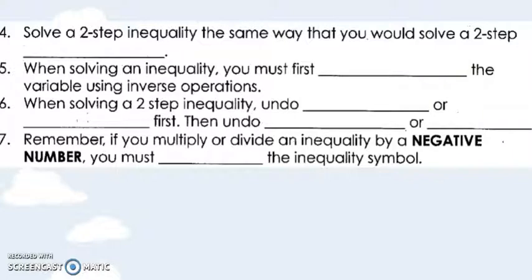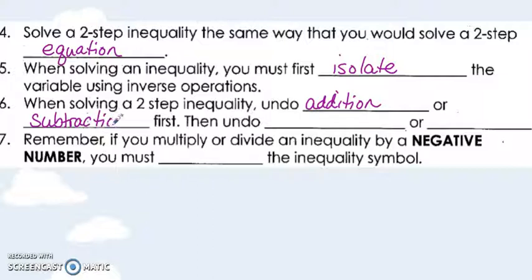We solve a two-step inequality the same way that we would solve a two-step equation. When solving an inequality, we have to first isolate the variable using inverse operations. When solving a two-step inequality, we always undo addition or subtraction first, and then we will undo the multiplication and the division. And we have to remember, when we multiply or divide an inequality by a negative number, we need to flip the inequality symbol.